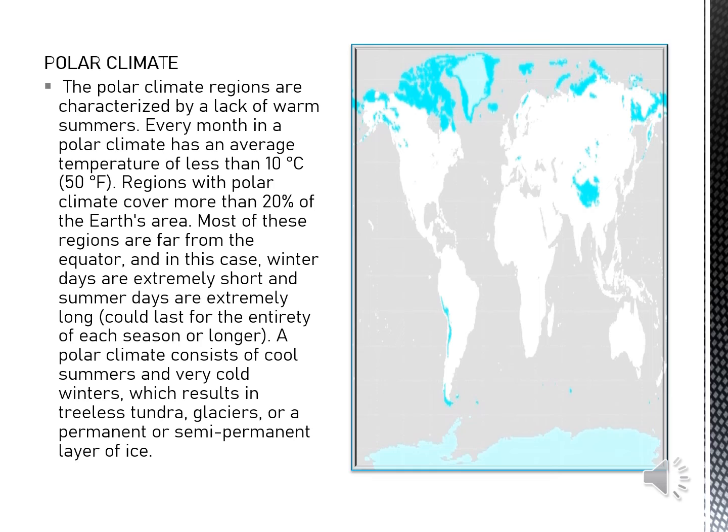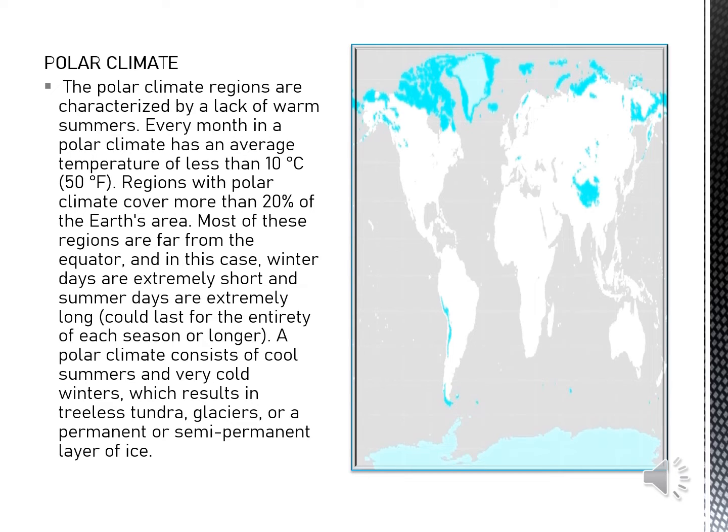Polar climate. The polar climate regions are characterized by a lack of warm summers. Every month in a polar climate has an average temperature of less than 10 degrees Celsius, 50 degrees Fahrenheit. Regions with polar climate cover more than 20% of the Earth's area. Most of these regions are far from the equator, and in this case, winter days are extremely short and summer days are extremely long, could last for the entirety of each season or longer.